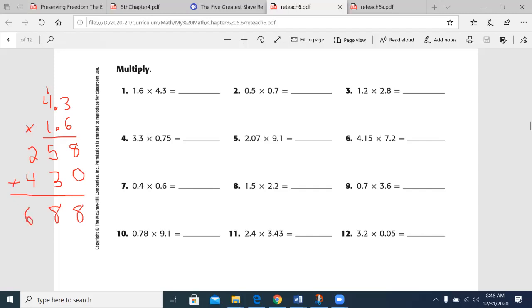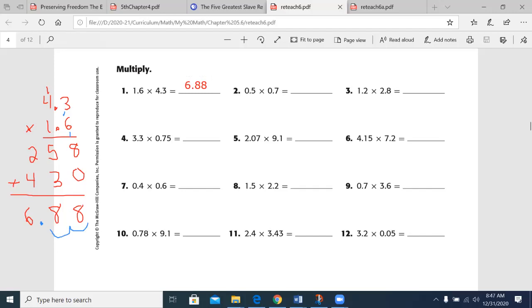Now I've got to go count my decimal points. So let's get a blue for that one. Here's 1 here, and there's 1 there. So I'm going to go over 2 spots. And remember, your decimal point always starts over here. So 1 and 2. Your answer is 6.88 or 6 and 88 hundredths.